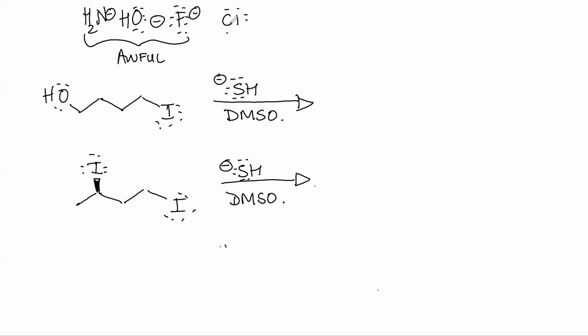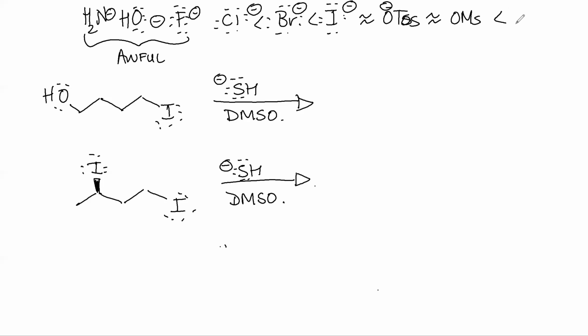If we're comparing things that are negatively charged, as you go down the periodic table, they get progressively better. So iodide would be better. And then the sulfonates are equally good as iodide. So the triflate would be the best one. So the OTf, which is approximately equal to OTs. Triflate's the best one.